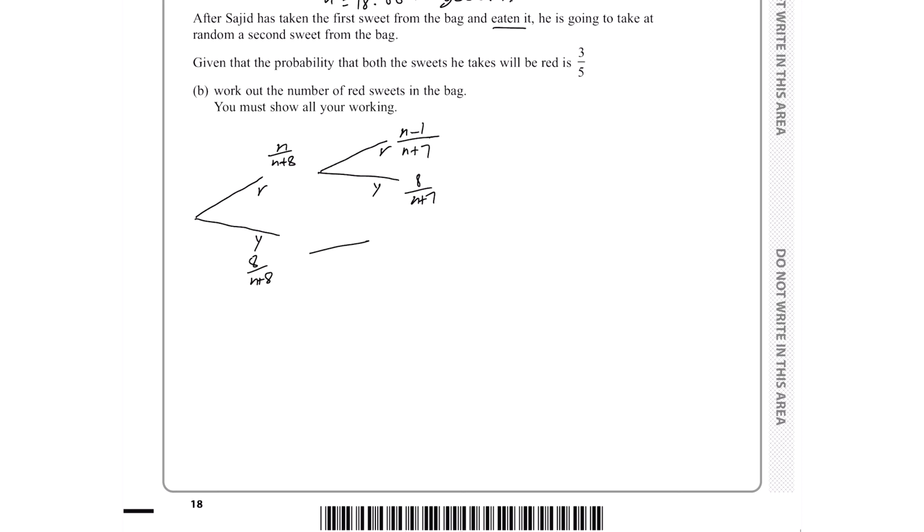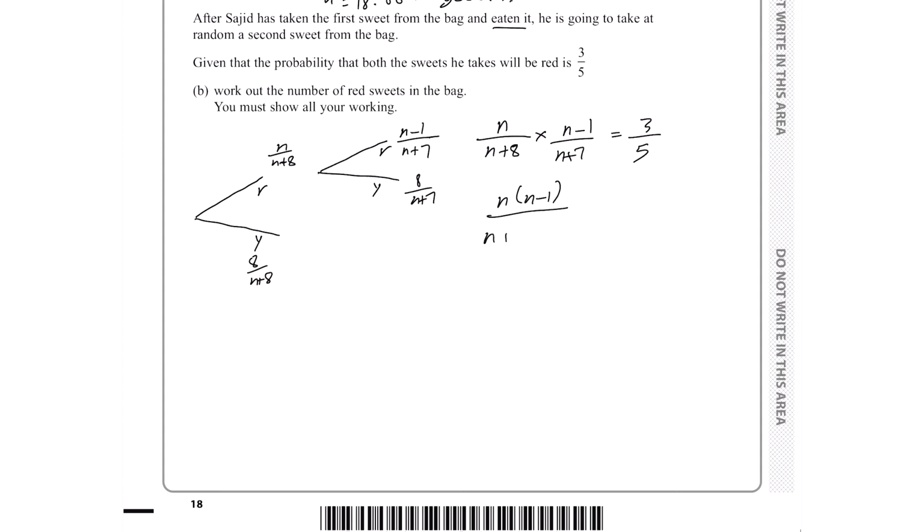If he's taken a yellow, we don't really need to worry about the yellow, because the question's only asking for red and red. So if you've taken a red and red, that means n over n plus 8 times n minus 1 over n plus 7 is equal to 3 over 5. And now we're going to expand this out. If we multiply them across, that's going to be that.